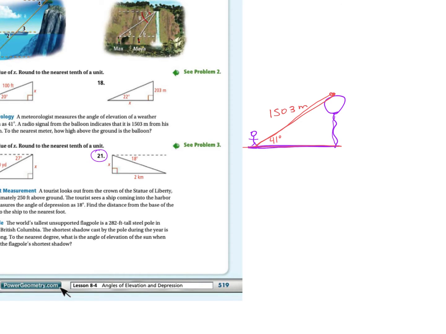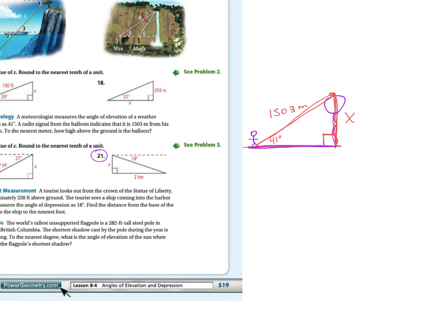The question is, to the nearest meter, how high above the ground is the balloon? So what we're trying to find is this height. Okay, so here's your triangle. Now here's what you're going to have to do on your quiz. Are you ready? You take that information and you set it up using trig.